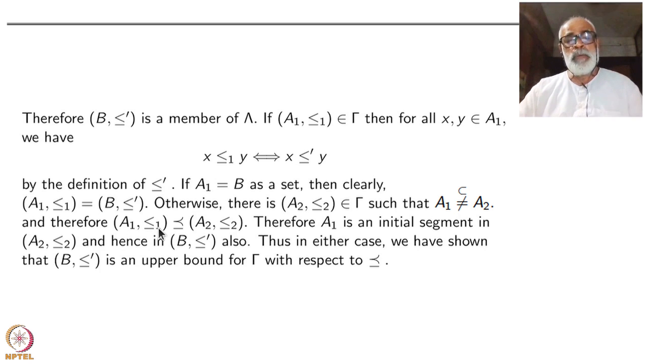Therefore, A1 with its order and A2 with its order must be related somehow, because they are in the totally ordered set gamma. See, this cannot be a subset of this one. So it is this one, A1 precedes A2. Therefore, A1 is an initial segment, either open or closed, doesn't matter, it's an initial segment of A2. Therefore, it is an initial segment in B prime also, B also. The same Y will give you the same property. Alright. So we have proved that every A is an initial segment, it precedes B. In either case we have shown that this is an upper bound for this gamma with respect to this relation precedes.